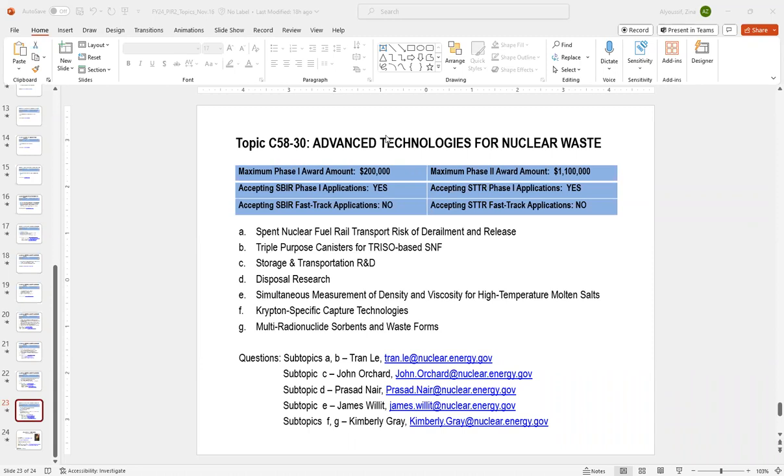Yeah, I have both C and D. Basically, both C and D deal with existing spent nuclear fuel, commercial nuclear fuel. And C is about storage and transportation.